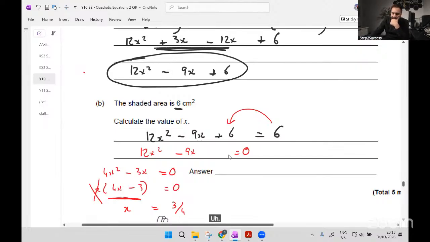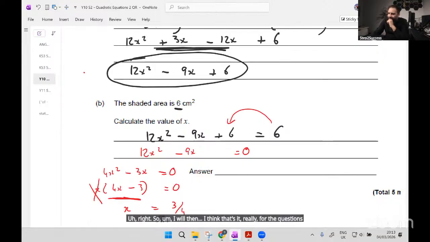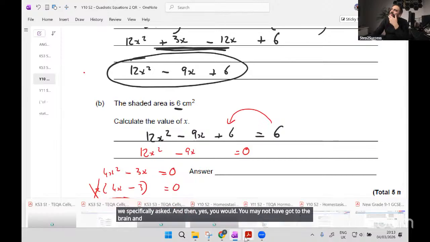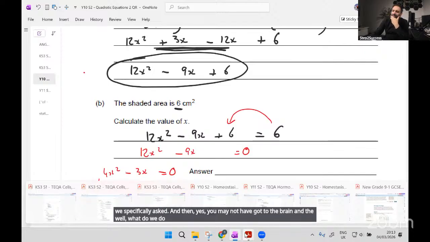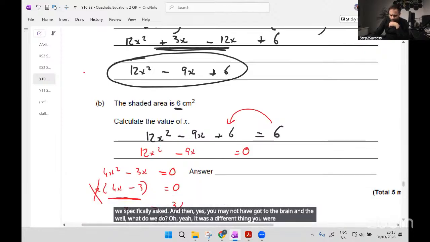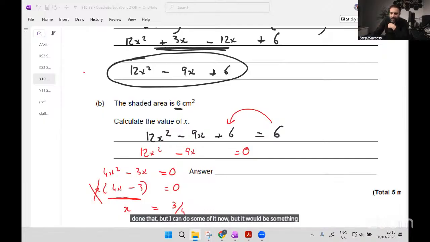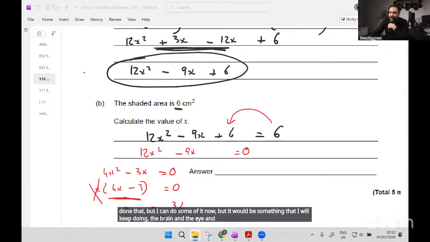Right. I think that's it really for the questions that we specifically asked. And then you may not have got to the brain and the eye, because it was a different thing you were doing, so you wouldn't have done that. But I can do some of it now. It would be something that I will keep doing, the brain and the eye and all these extra bits.